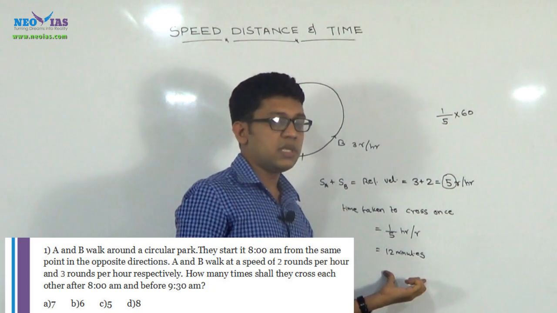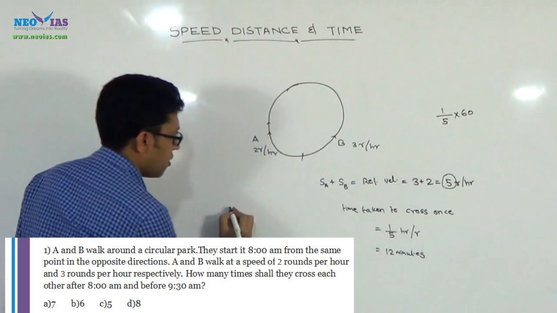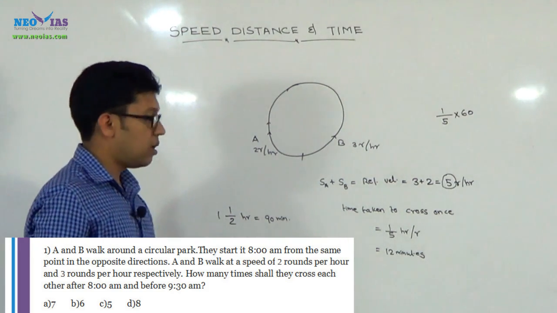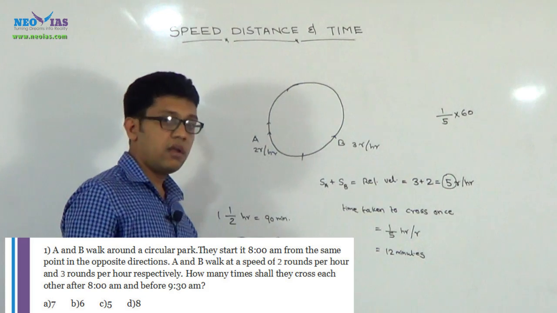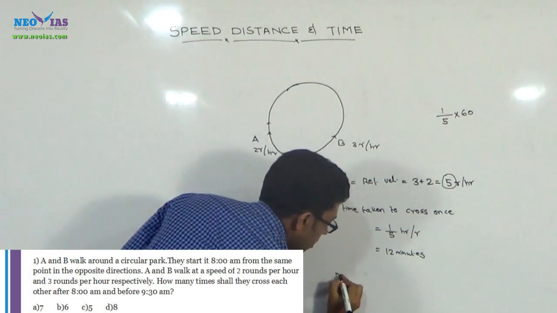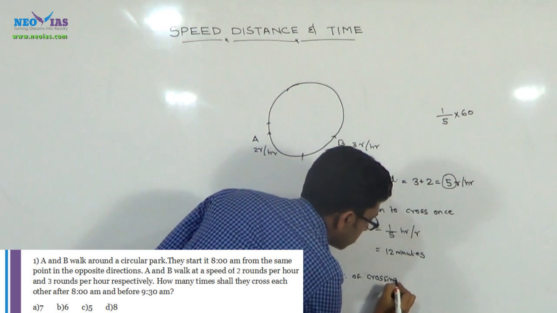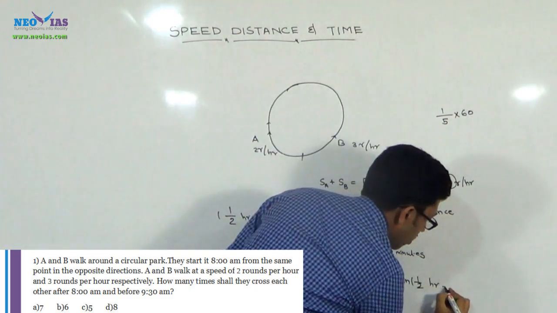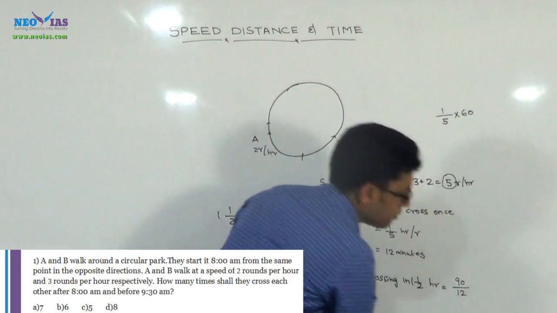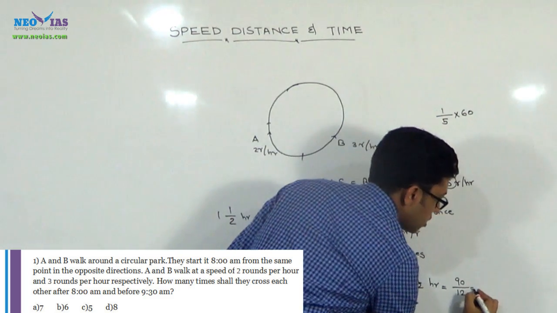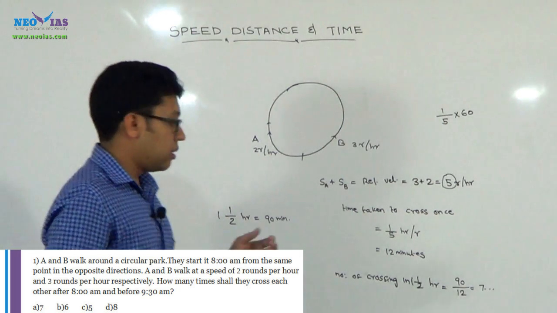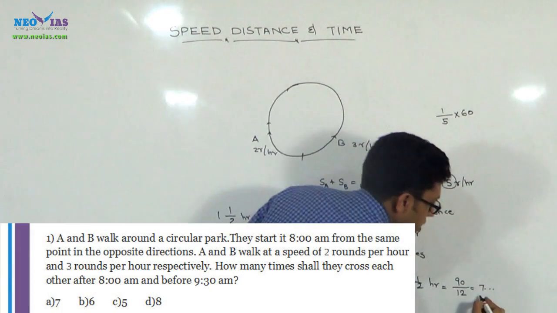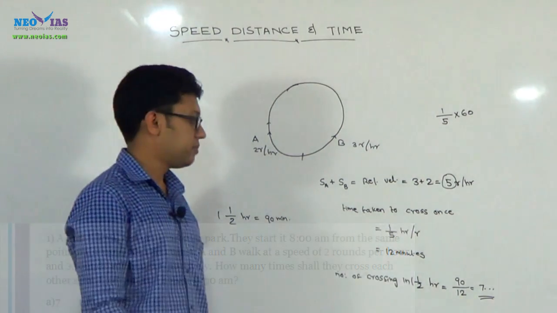Then how many times do they cross in 1.5 hours? 1.5 hours is equal to 90 minutes. To find how many times they cross in this 1.5 hours, we need to divide 90 by 12. Number of crossings in 1.5 hours is equal to 90 divided by 12, which gives us 7 point something. So they cross 7 times in 1.5 hours. Then 7 will be your answer from the options. We can go to the next question.